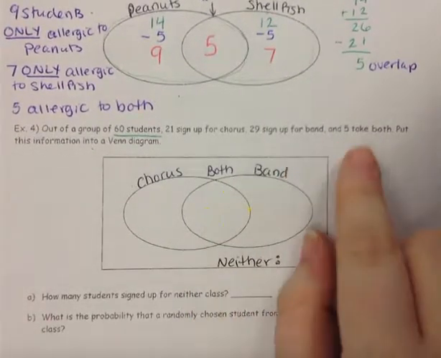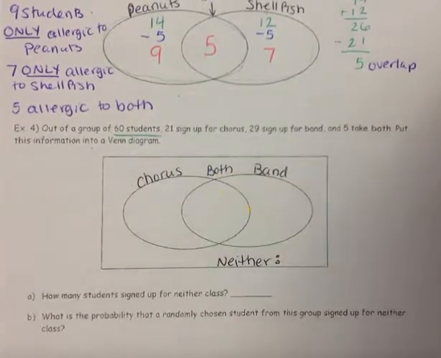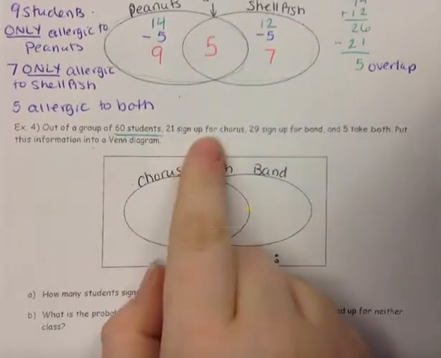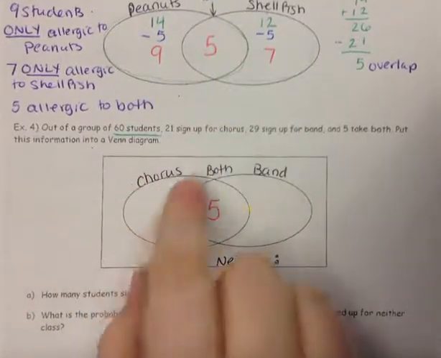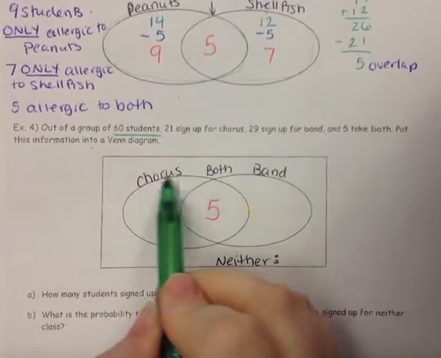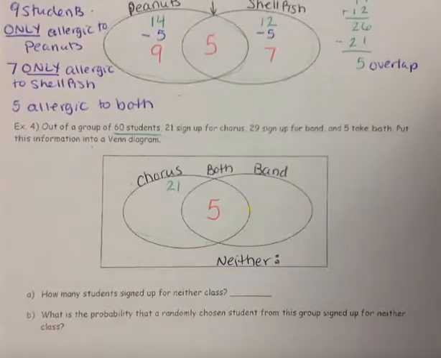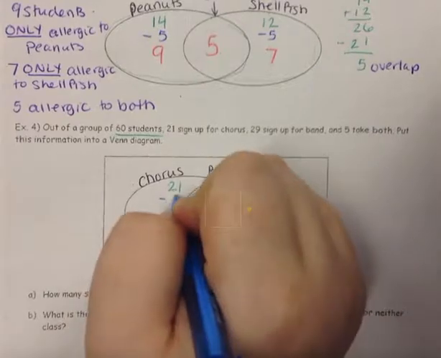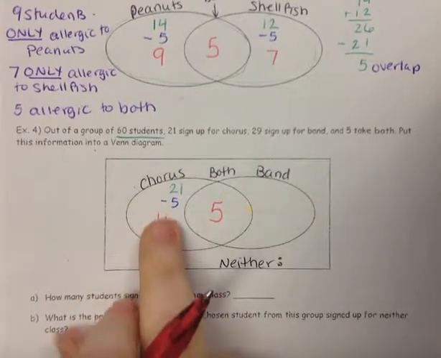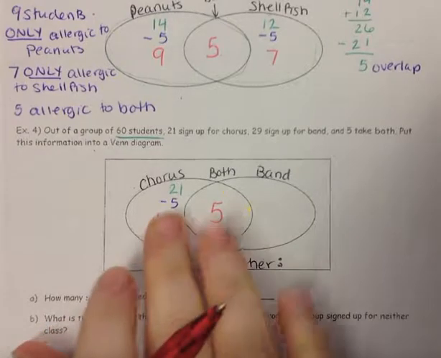So the one value that we absolutely know is that there are 5 that are taking both. That means that the overlap is, in fact, 5. Go ahead and put that in there. It says that 21 sign up for chorus. It does not say only chorus. So I can put the 21 here. This entire oval represents 21. I already have 5 of them in there, so how many are left? If I take away the 5, I'm left with 16 students. That means that 16 students are only taking chorus. We still have 21 of these students that are taking chorus.